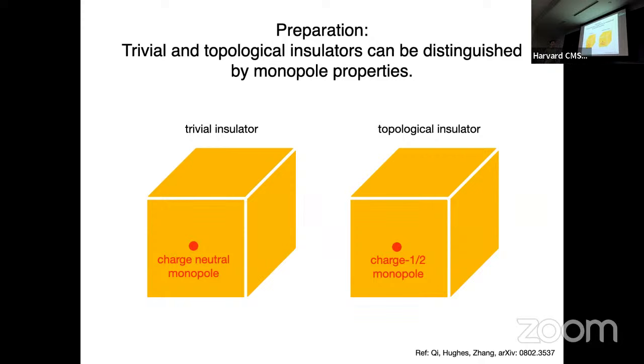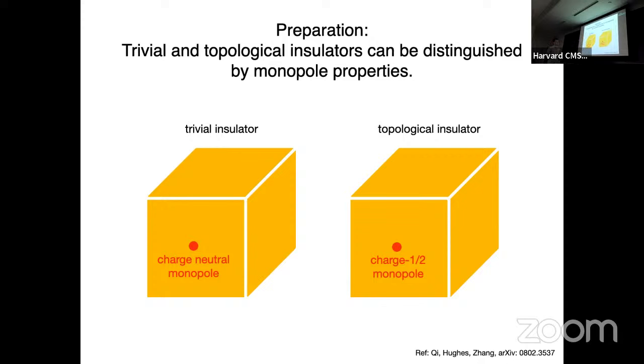Whether there is this half charge is sharply defined due to the time reversal symmetry. With time reversal symmetry, I cannot randomly shift this charge. That's also why I require time reversal symmetry for the topological insulator to be well defined.